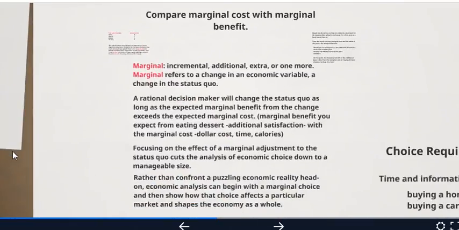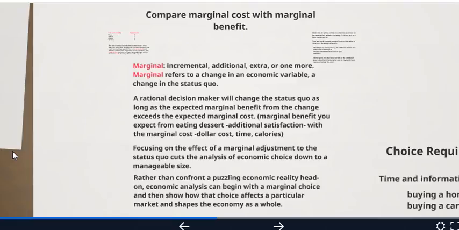Sorry, going backwards. Don't get dizzy. There we go. So a rational decision maker will change the status quo as long as the expected marginal benefit from the change exceeds the expected marginal cost. The marginal benefit you expect from eating dessert, which is the additional satisfaction, with the marginal cost, which would be the dollar, the time, or the calories.